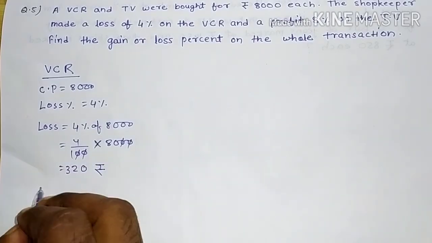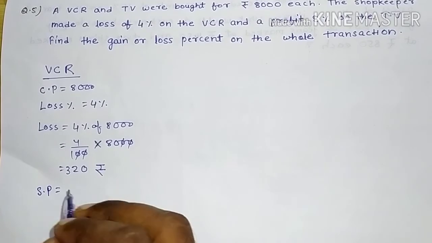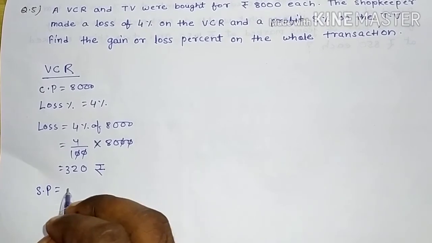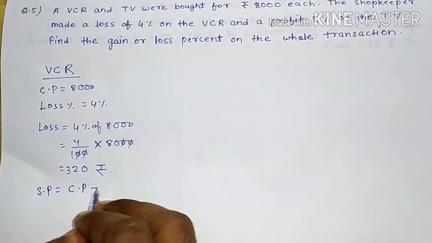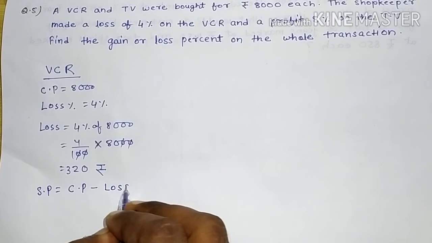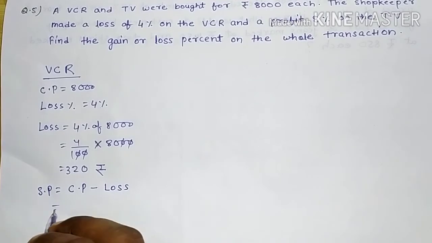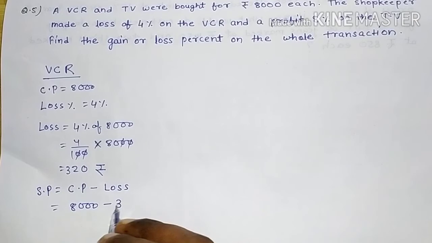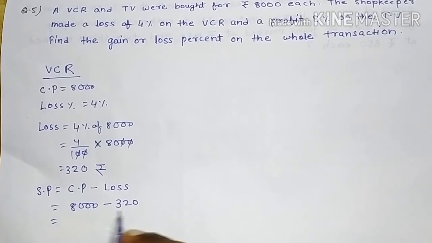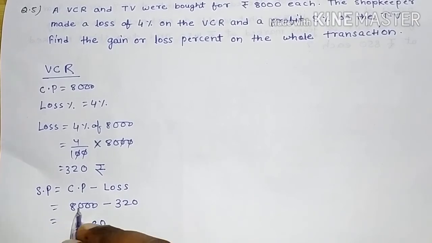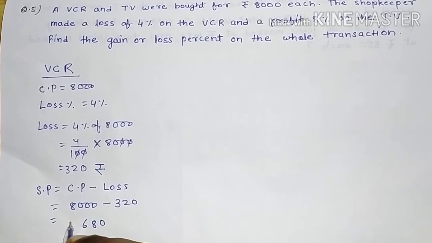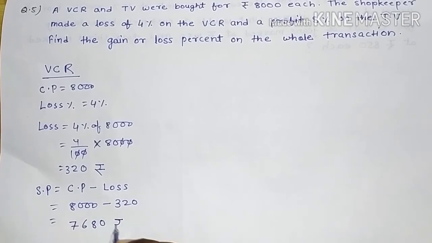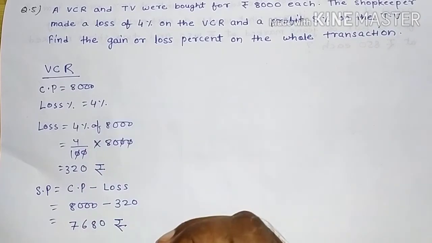Now SP equals, we know that CP minus loss, this is the formula. This equals CP, 8,000 rupees, minus loss, 320 rupees. So just subtract it. 0, 10 minus 2, that is 8, 9 minus 3, that is 6, and this is 7. 7680 rupees. Now this is the selling price of the VCR.